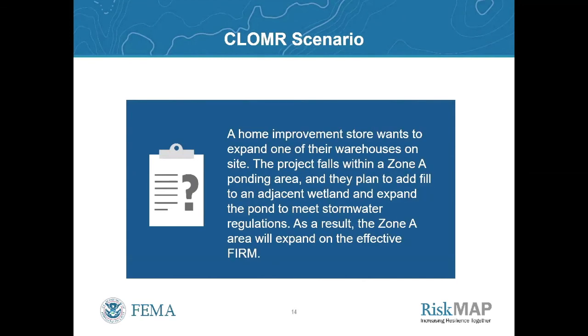And this is a slide for a scenario where a CLOMR would be required. So in this example, a home improvement store wants to expand one of their on-site warehouses that is mapped in the SFHA, in the Zone A. They plan to add fill to the adjacent wetland and expand a pond that is on site. That is mapped SFHA in order to meet local stormwater regulations. So as a result, the Zone A area on the effective FIRM will need to be expanded. So they would submit for a CLOMR.